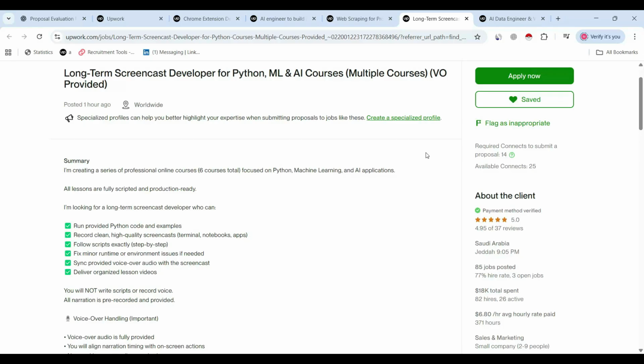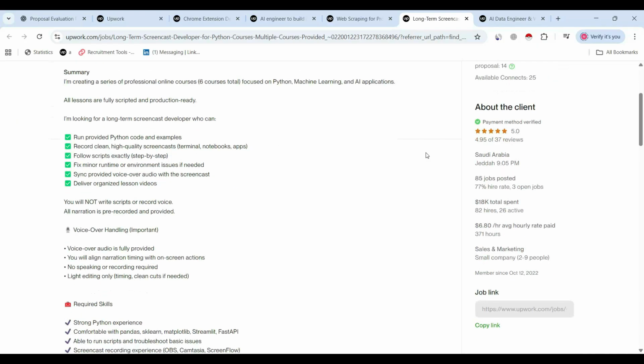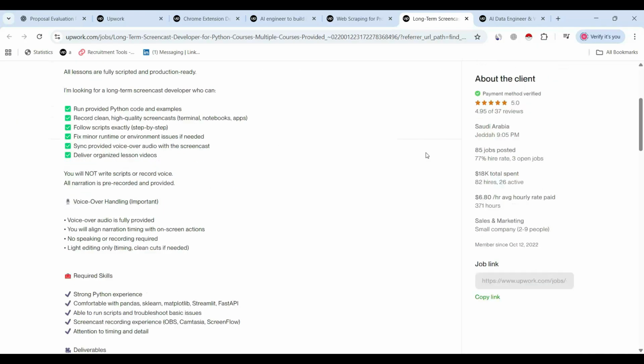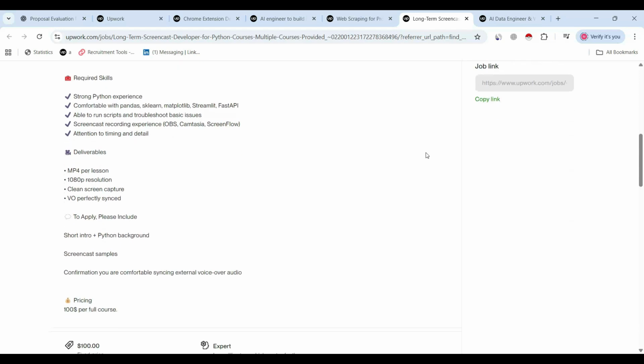Now let's look at the job description. The client has provided a clear and well structured project scope, including job responsibilities, requirements, preferred qualifications, task details, assets to complete this task, clear deliverables, and also defined the application process. This level of clarity helps freelancers understand exactly what to include in their proposals.